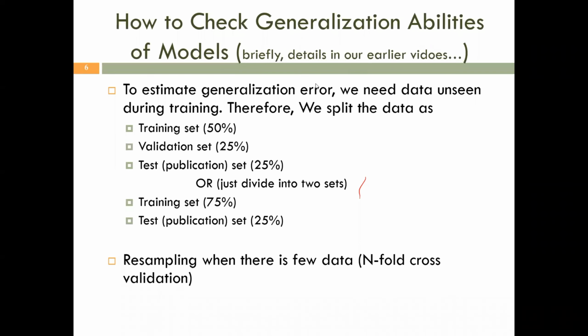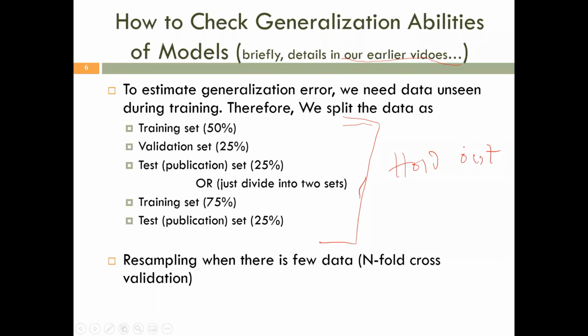To estimate the generalization error, we need data that is unseen during training. Like I said, we're going to make it very brief because of our time. However, for further details, we can consult some of our earlier videos. Now, there are two major methods of splitting the data. The first one is known as the holdout method.